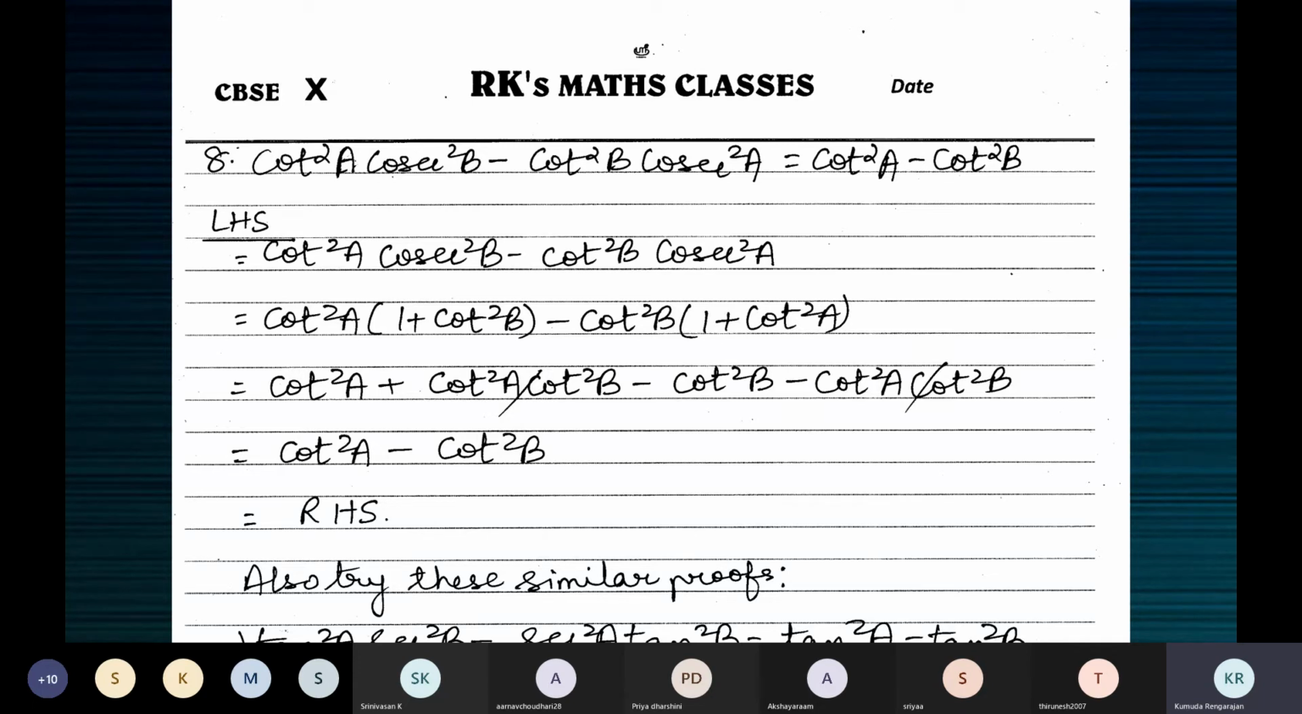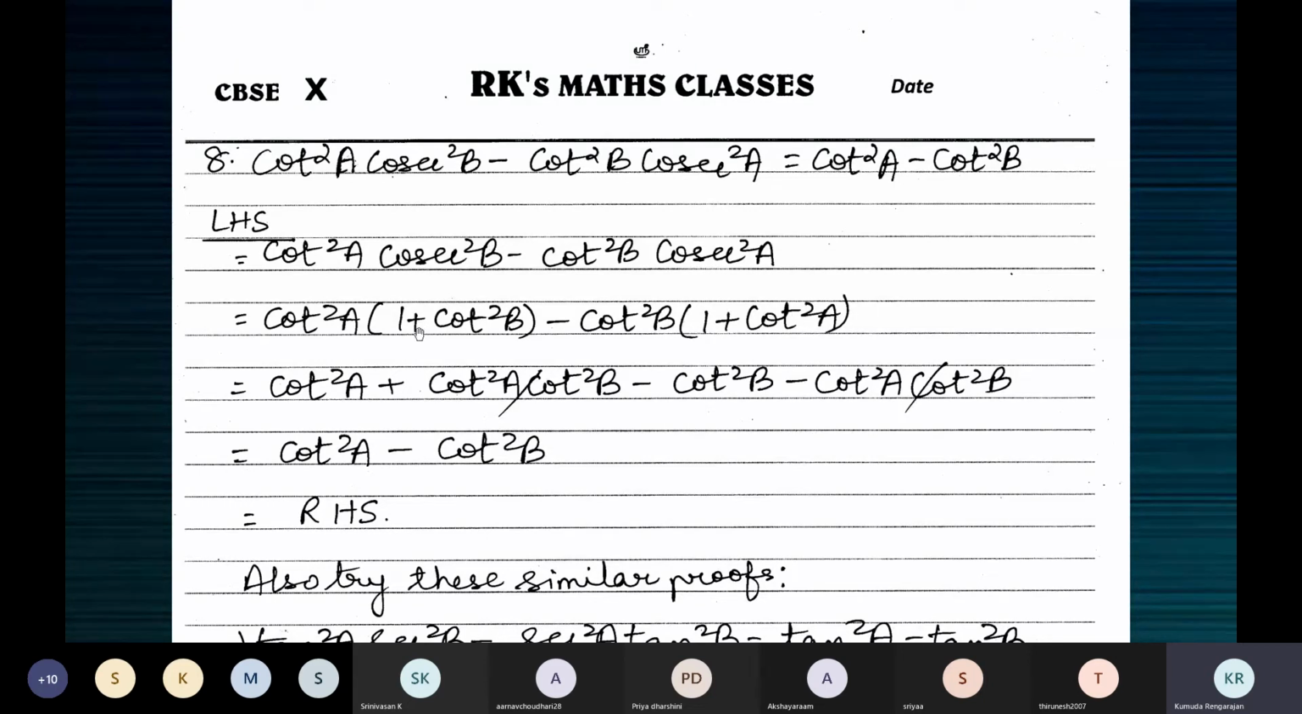And what we do is, in the RHS, we have cot square A and cot square B. So in the left hand side, we need to get rid of cosecant square B and cosecant square A because we have only cot in the RHS. So take up the LHS. Instead of cosecant square B, by the identity, write 1 plus cot square B. Cosecant square A, 1 plus cot square A.